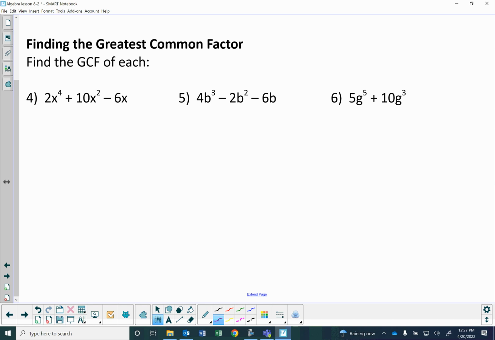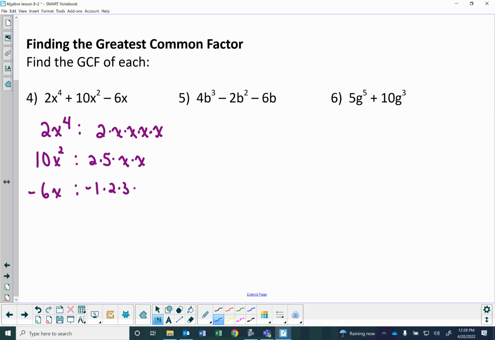So if I look at 2x to the fourth, I'm going to break this down to prime numbers. It's going to be 2 times x times x times x times x. 10x squared, well, 10 is 2 times 5 times x times x. And then negative 6x is going to be negative 1 times 2 times 3 times x. Now let's group up everything that they have in common. So what do all three terms have in common? They all have a 2 in common. They all have an x in common, and that is it.